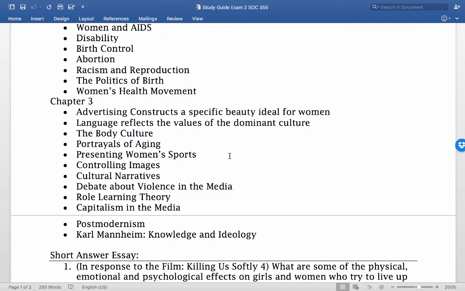When it comes to disability, people that are disabled are seen as asexual, which kind of shows how our bodies are framed in very gendered ways. And when it comes to women and disabilities, women are more likely to be or become disabled than men.